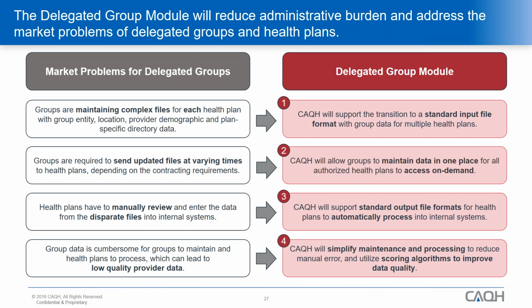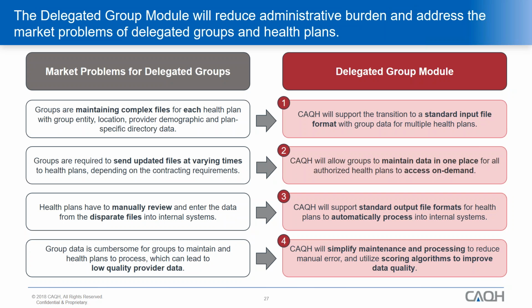So on the left-hand side, you'll see some of the market problems for the delegated groups. As I mentioned, the groups are maintaining complex files for each different health plan. And again, these files have a lot of information, so it's not one or two columns, it's many columns, and it can get very confusing very quickly, especially if you're dealing with multiple health plans. The groups are required to send updates to these files at different times. So different health plans have different requirements. So it's not like every Monday of the first month the group has to send these files. They're all varied. All this information is done through a manual review, highly error-prone, and as I mentioned, the data quality is bad.